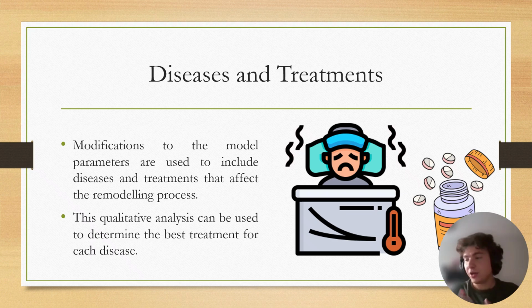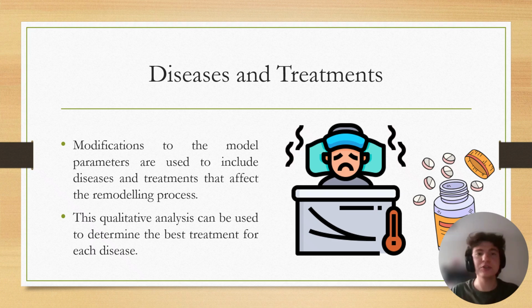Okay, so we have already seen how the model works for a healthy configuration of the bone. Now we can wonder and we can ask ourselves, how can we incorporate some different diseases and treatments of the bone remodeling process in our mathematical model? And this is actually pretty easy.